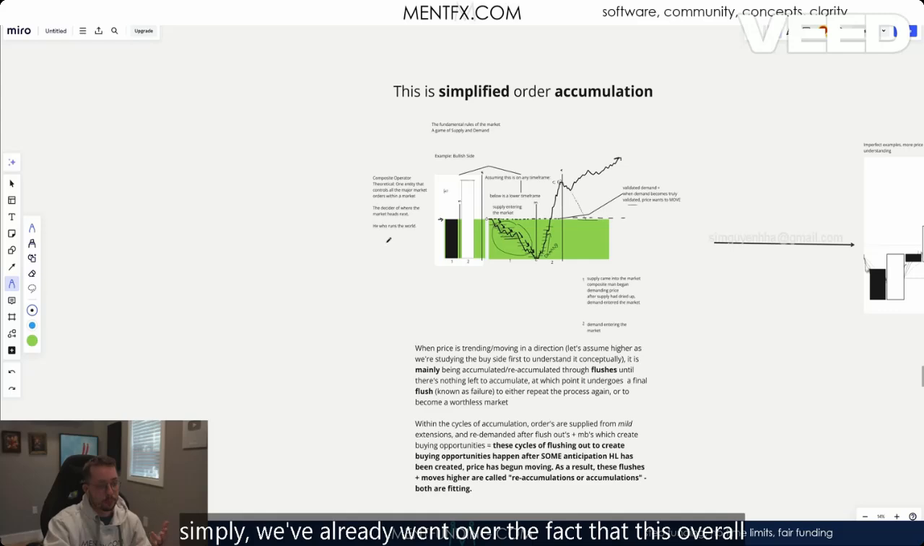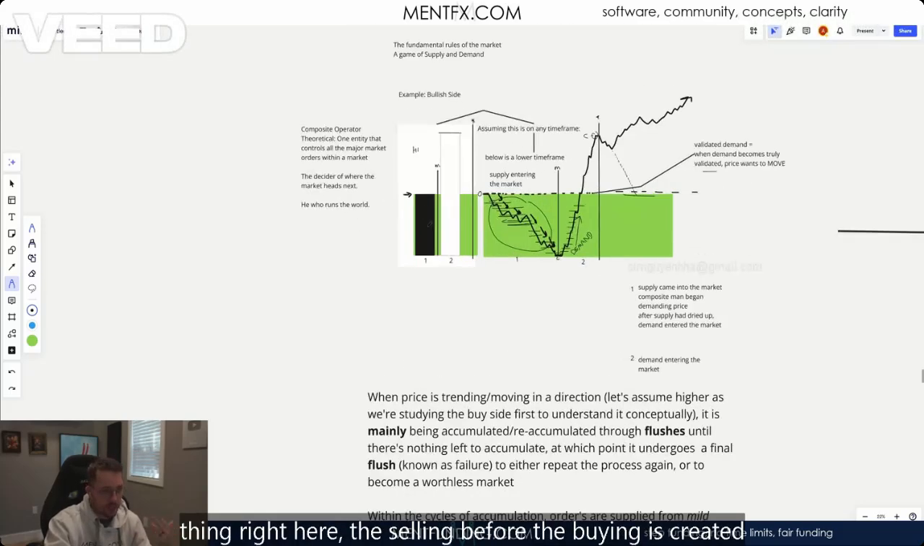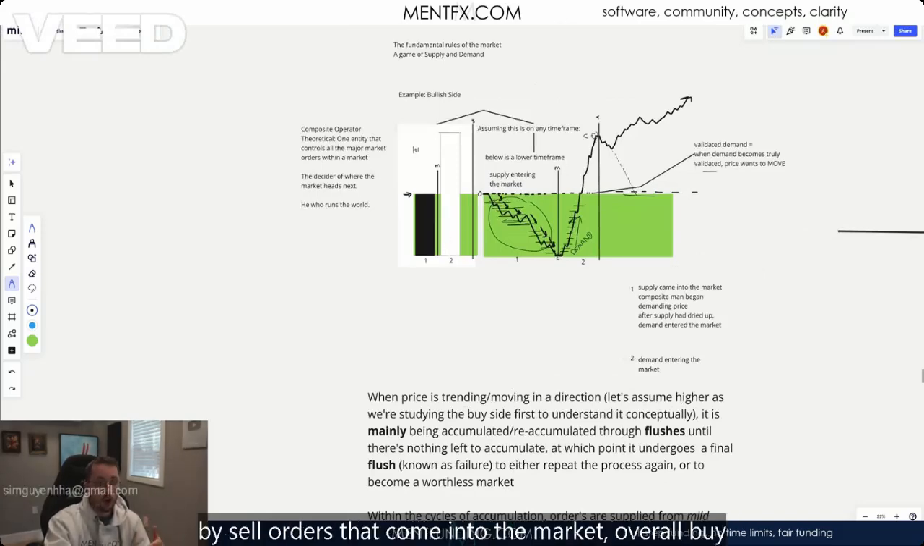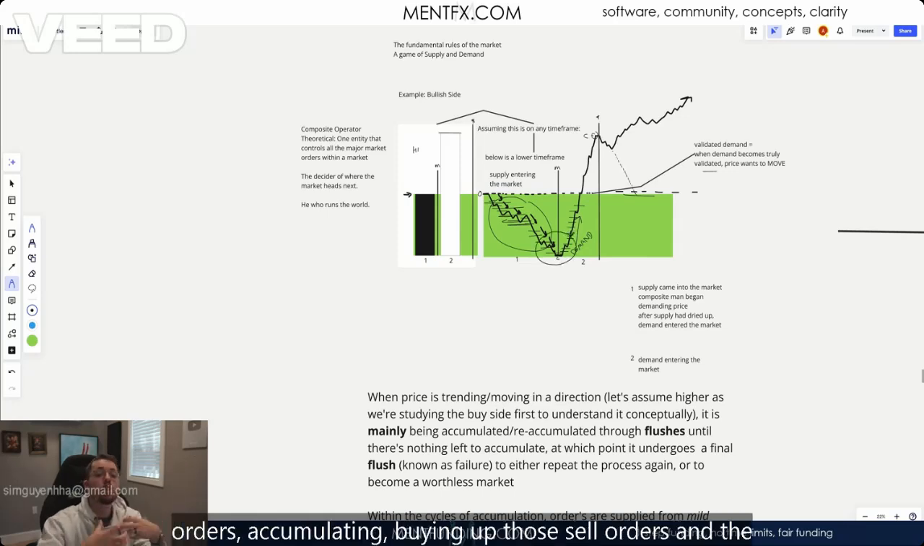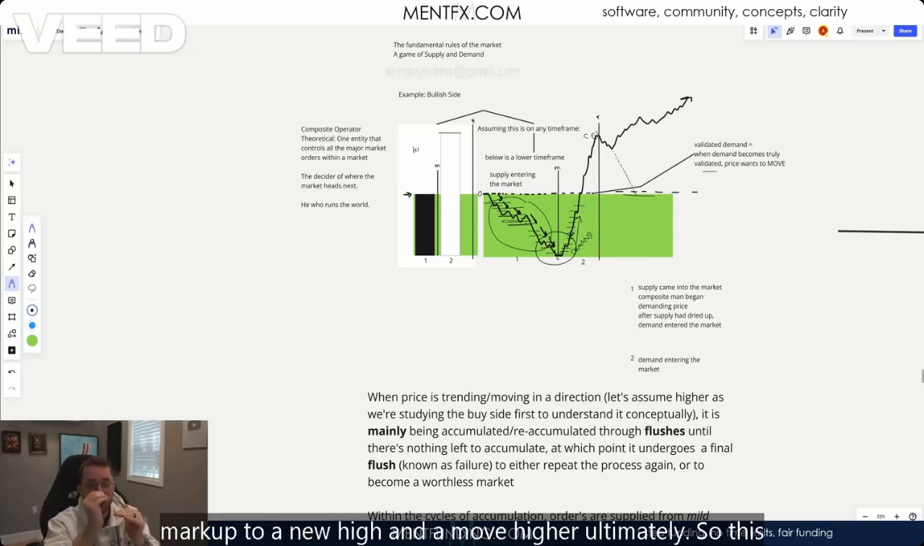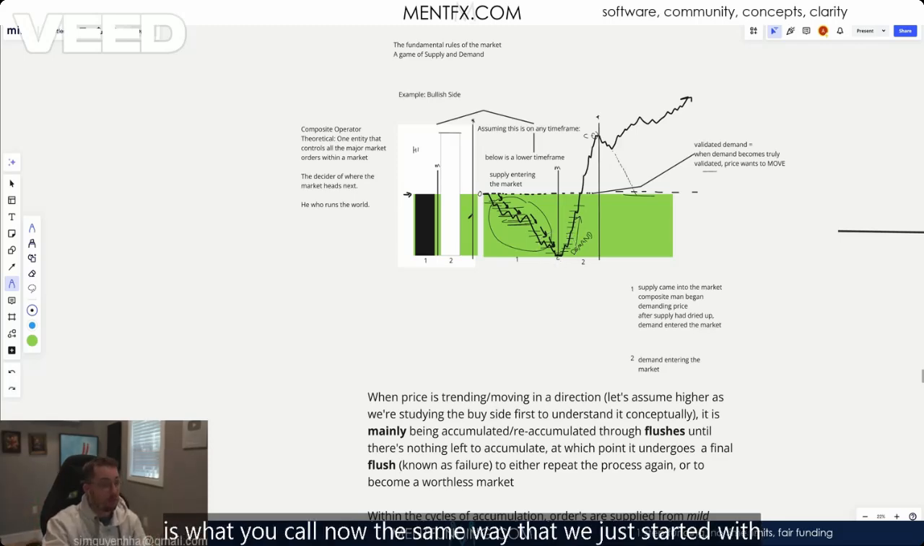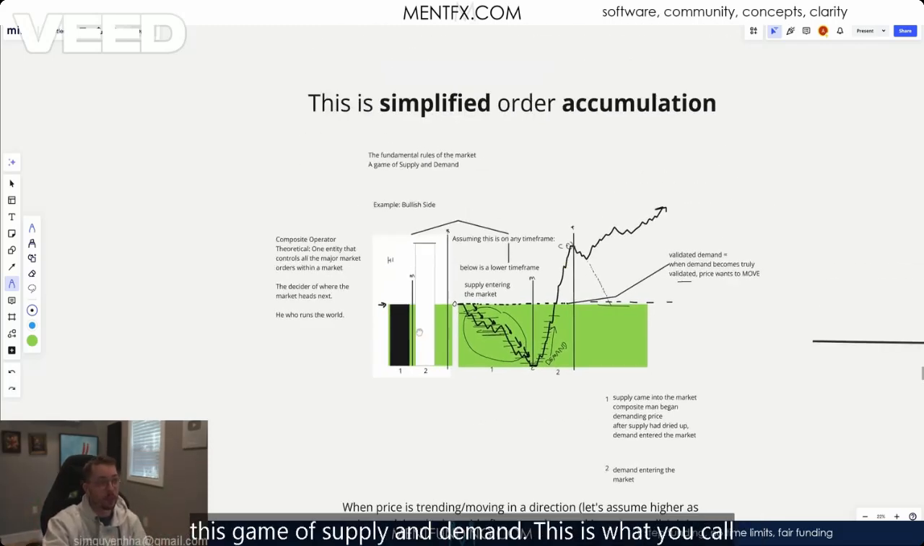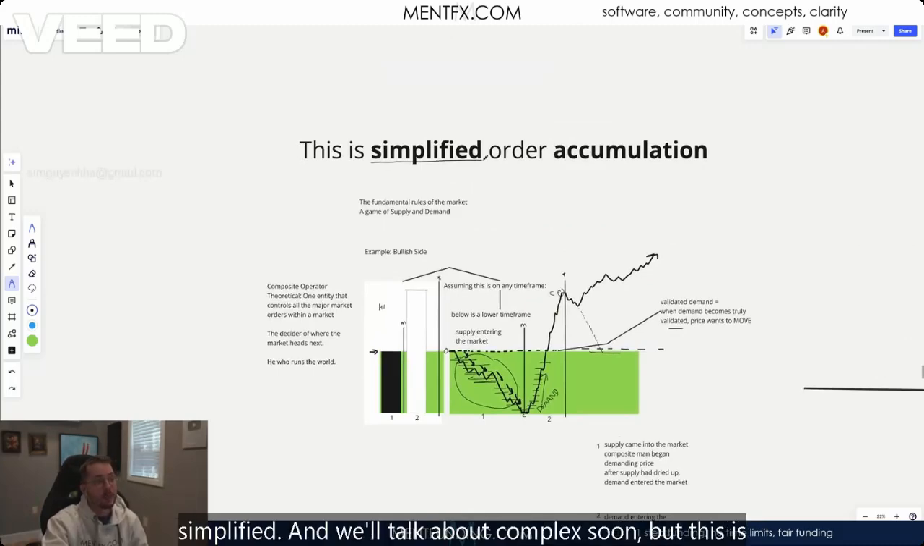So very simply, we've already gone over the fact that this overall thing right here, the selling before the buying, is created by sell orders that come into the market, overall buy orders accumulating, buying up those sell orders, and the markup to a new high and a move higher, ultimately. The same way that we just started with this game of supply and demand, this is what you call simplified, and we'll talk about complex soon. But this is what simplified order accumulation is.